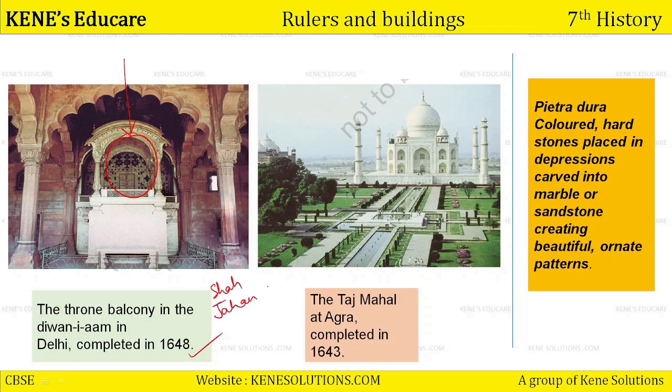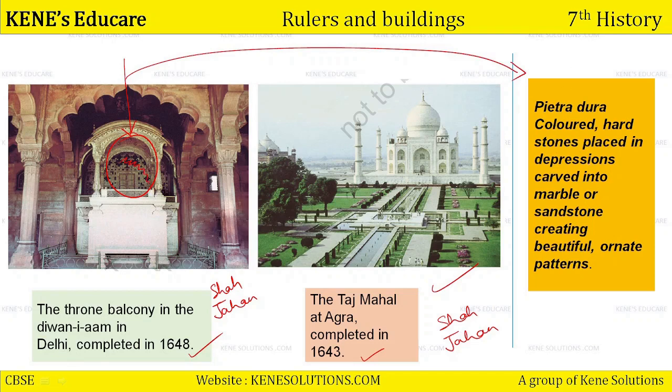Second image is of the very famous seventh wonder Taj Mahal at Agra, completed in the year 1643, definitely under the reign of Shah Jahan. Now the most important part of this Diwan-e-Aam is the Pietra Dura. Can you see the background? This is Pietra Dura inlays.